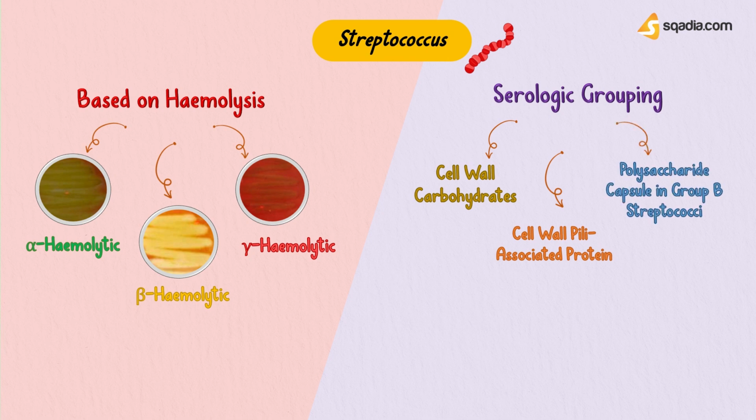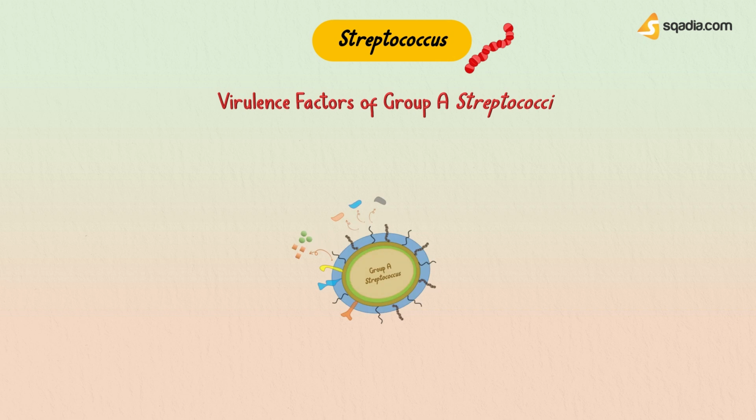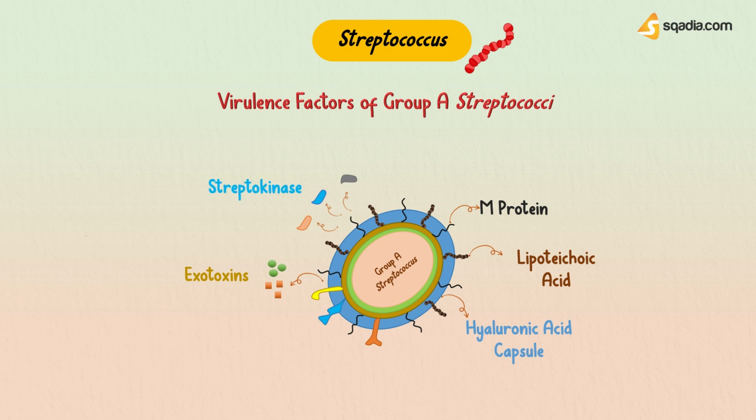Now, moving on to the virulence factors of group A streptococci, they include M protein and lipoteichoic acid for attachment, a hyaluronic acid capsule that inhibits phagocytosis, other extracellular products, exotoxins such as pyrogenic, erythrogenic toxin, which causes the rash of scarlet fever, and invasins like streptokinase, streptodornase, also known as DNase B, and streptolysins.